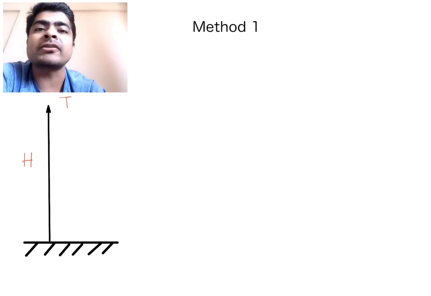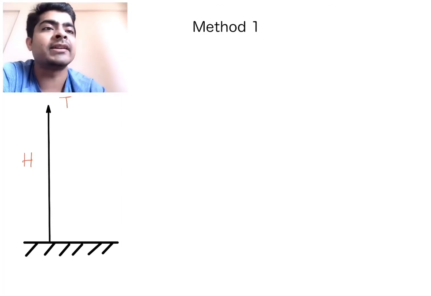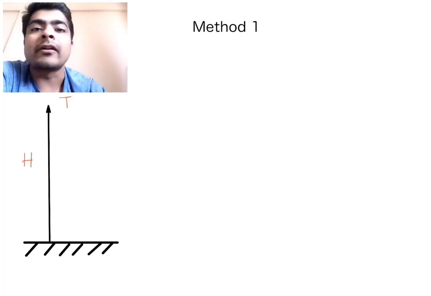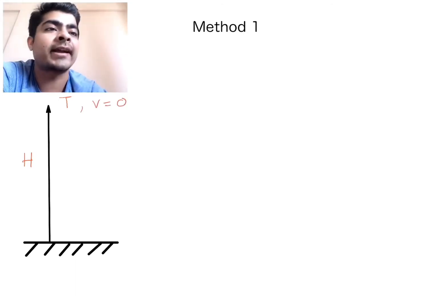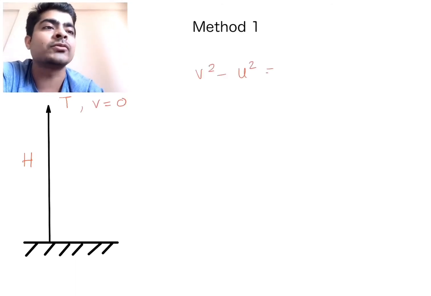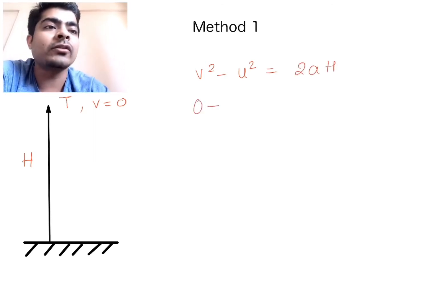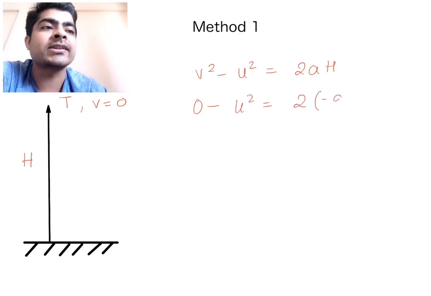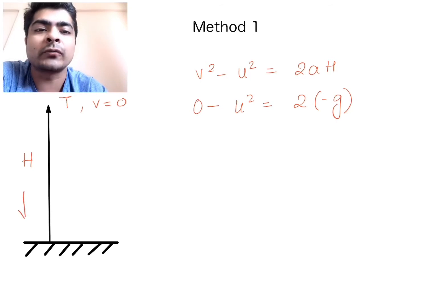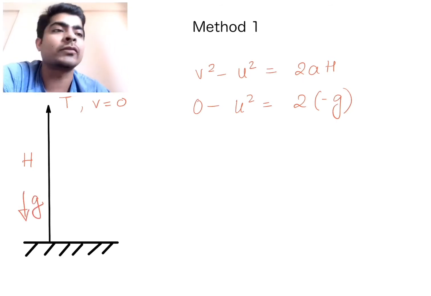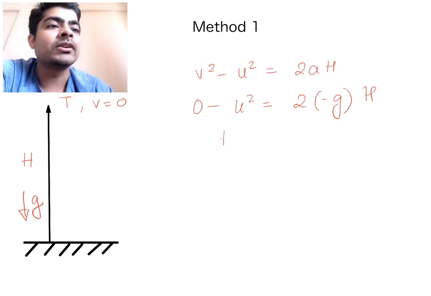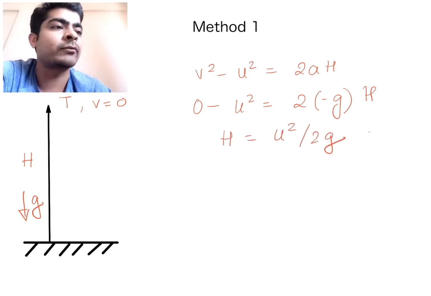My first equation will be the relation between height and initial velocity. The final velocity at the top will be 0, so I can write v square minus u square equal to 2ah, or 0 minus u square equal to 2 times acceleration, which is minus g, because acceleration is downwards, times h. So I obtain h equal to u square divided by 2g. This is the equation that I will be using.